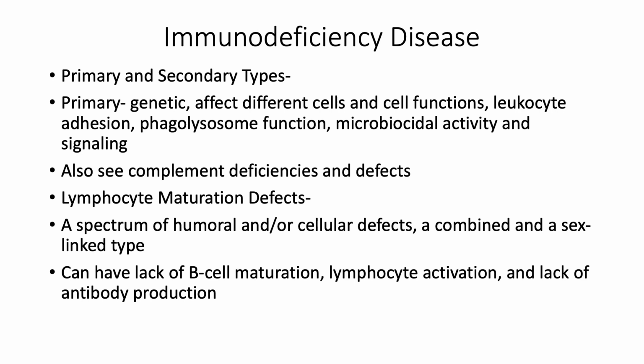Immunodeficiencies are primary and secondary types. The primary immunodeficiency diseases are genetic. They affect different cells and cell functions. There's leukocyte adhesion, phagolysosome function, microbicidal activity, and signaling. You also see complement deficiencies and defects. There's lymphocyte maturation defects, a spectrum of humoral and or cellular defects, a combined and a sex-linked type. You can have lack of B-cell maturation, lymphocyte activation, and lack of antibody production.